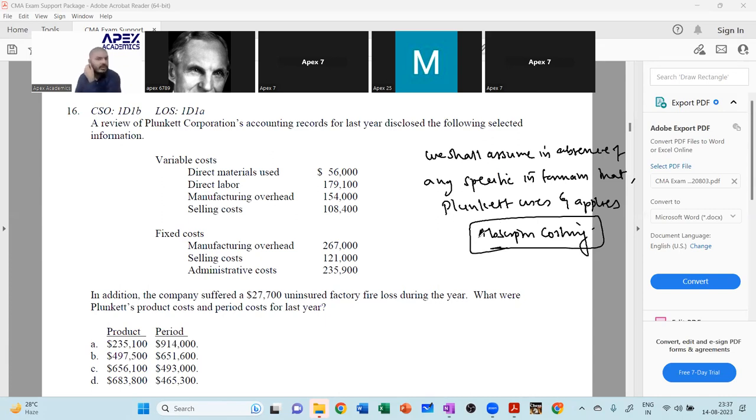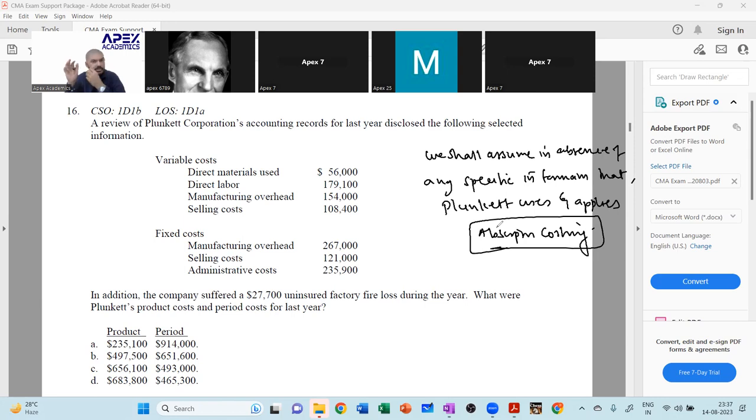Because that is the way you have to make your financial statements. Marginal costing is for internal purposes. I don't care what they do internally, but they are going to be doing marginal costing, if at all, for internal use. There is no data here that says anything about marginal costing. I will assume that they are using absorption costing only.